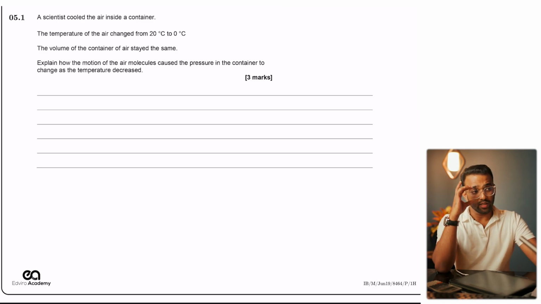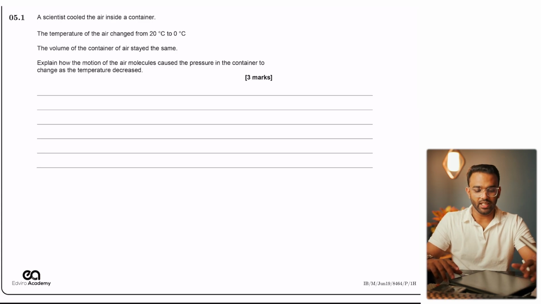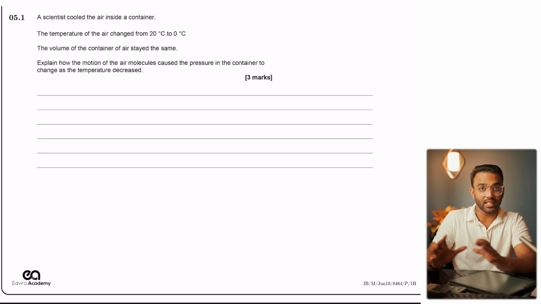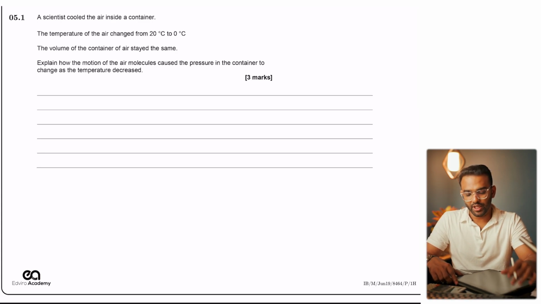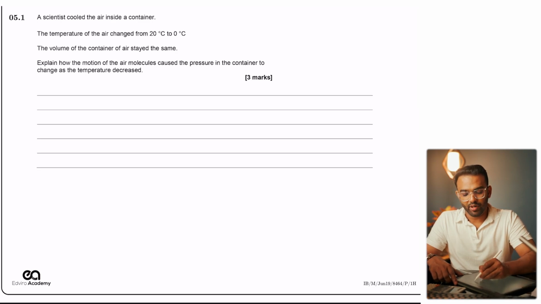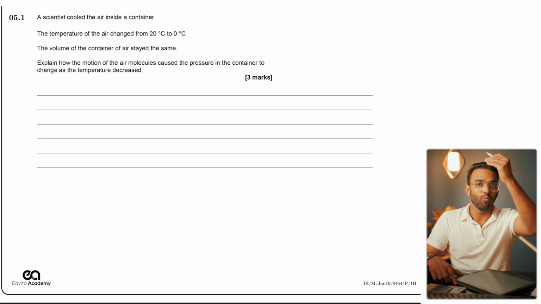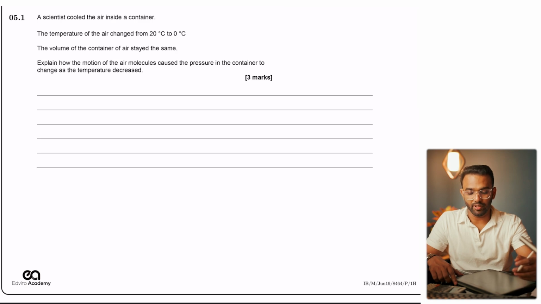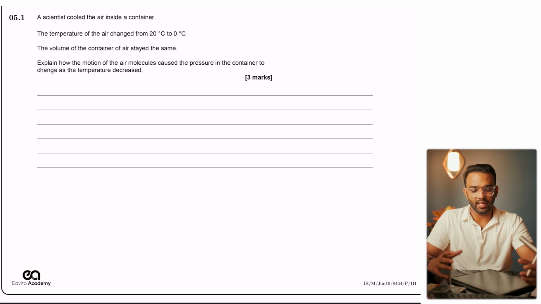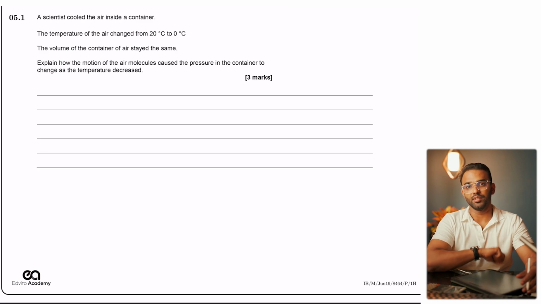So this is not to deal with specific heat capacity, but it's connected with that. Here you see the temperature of the air went down from 20 degrees to 0 degrees. The volume of the container stayed the same. So what should happen in that case? If the temperature goes down and the volume stays the same, then pressure will decrease.